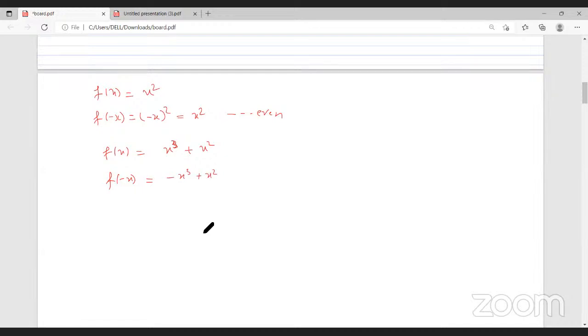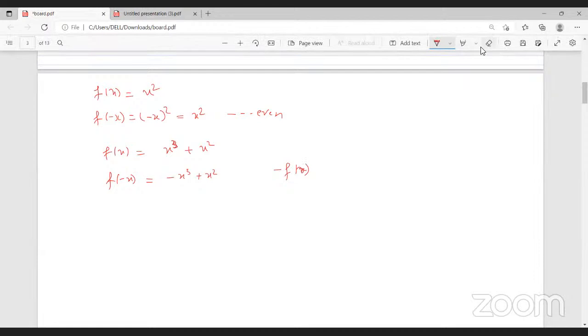Neither, sir. It is neither even nor odd. It is not an even function nor an odd function, because we should get minus f of x. Can you tell the criteria of an odd function once more? Yes, if we replace x by minus x and we are getting minus f of x, then we can say it is an odd function. Here, are we getting minus of x cube plus x square? No, right? So it is neither an even function nor an odd function.